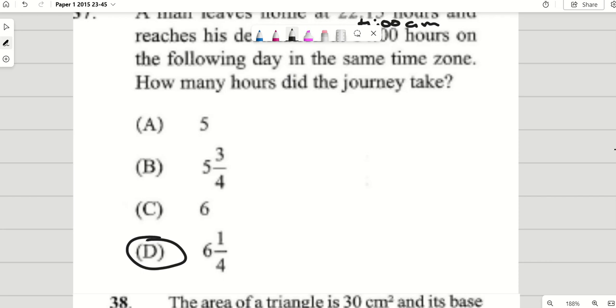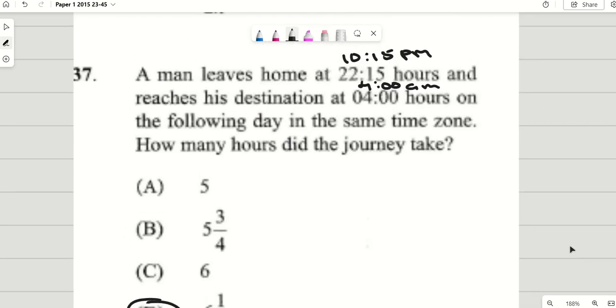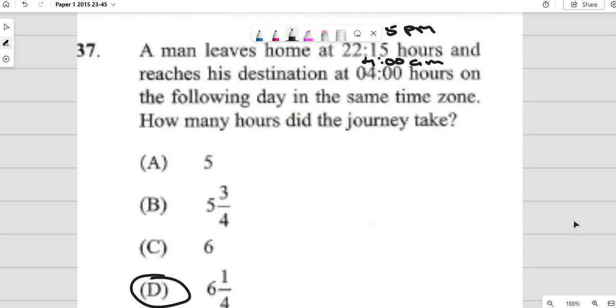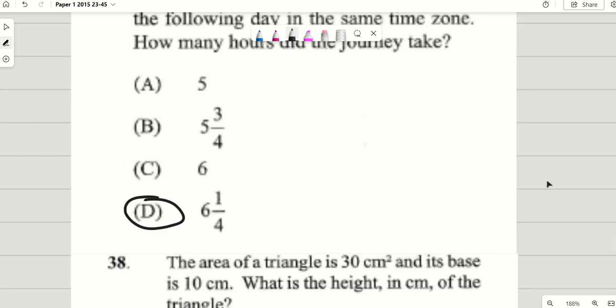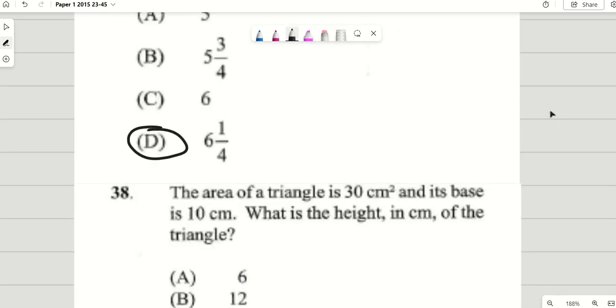So again, let's just do this back, right? To do this question, you change this to the 12-hour clock. So we have 10:15 to 4 a.m. And you just use your fingers. 10 to 11 is 1, 11 to 12 is the next one, 12 to 1, 1 to 2, 2 to 3, 3 to 4. That's 6 hours, and then we have 15 minutes. So it would have been 6 hours and 15 minutes. 15 minutes is a quarter, right? So the answer is D.